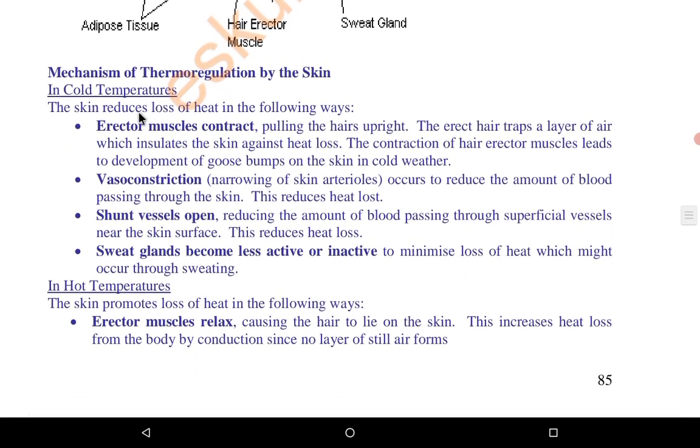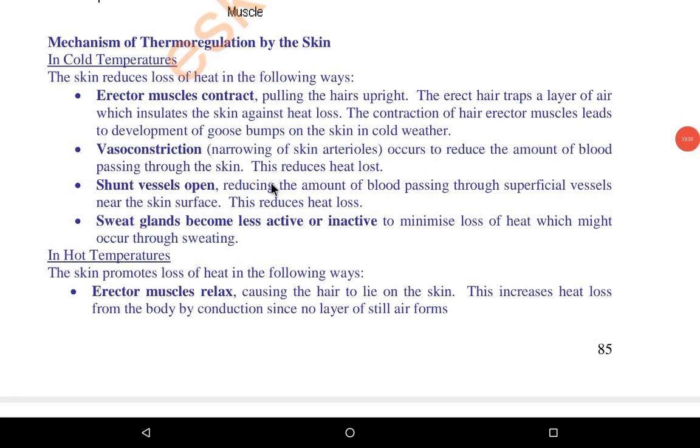So when it is cold, the skin will reduce. So when it is cold, we don't want the internal environment of the body to also become cold. Okay, that will stop enzymes from working. So the skin, how does it control this? The skin reduces loss of heat in the following ways: the erector muscles contract, there is vasoconstriction, the shunt vessels are open, the sweat glands become less active or inactive. And let's look at what that means.